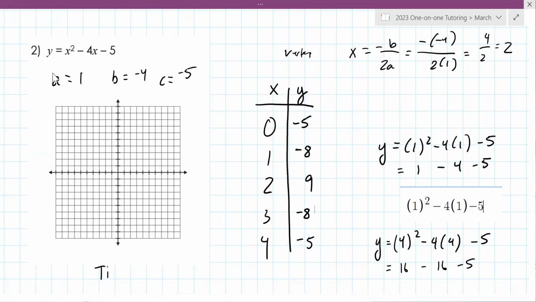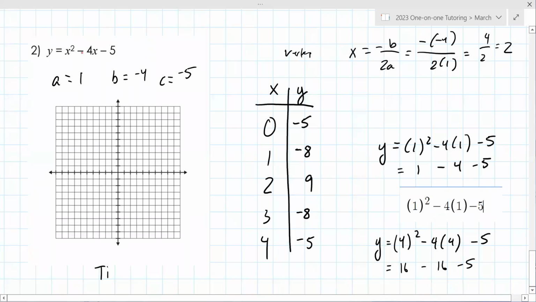Really no math left. 0, -5; 1, -8; 2, -9; 3, -8; and 4, -5. Again, a nice smooth connection is important. You don't want to make them two straight lines. They want to see some curvature.